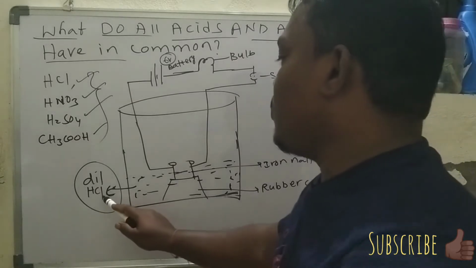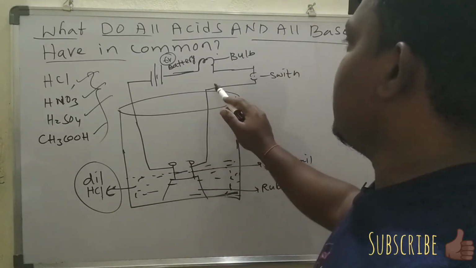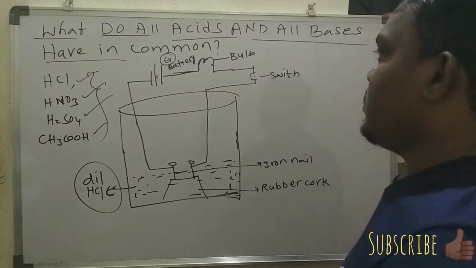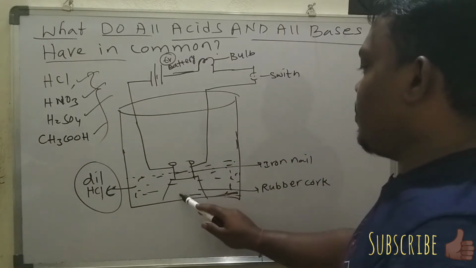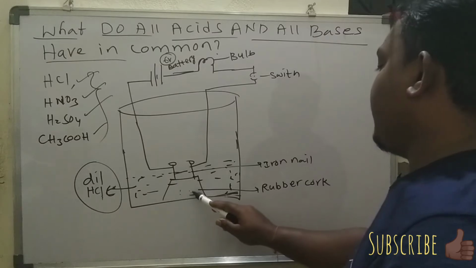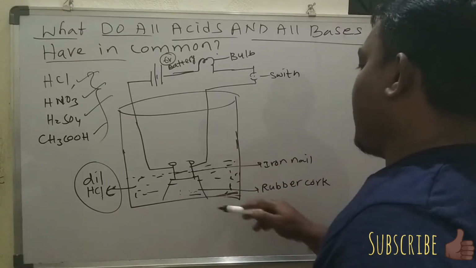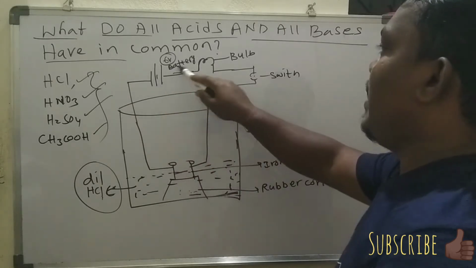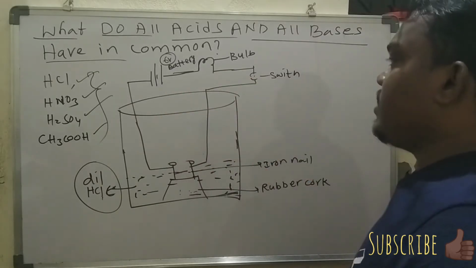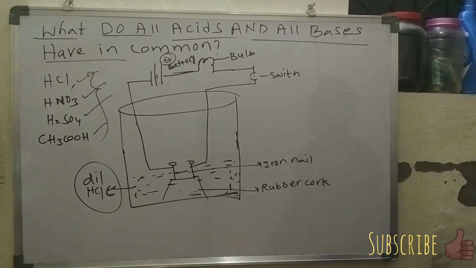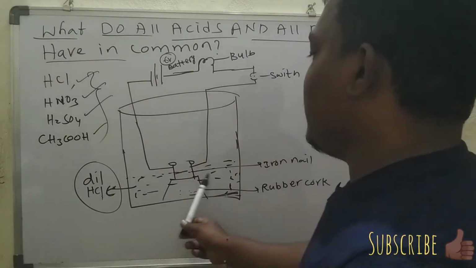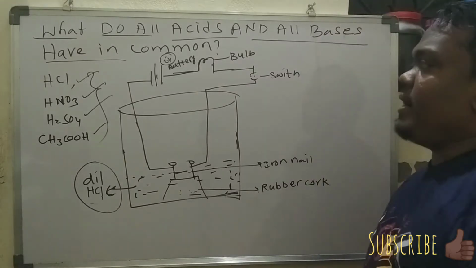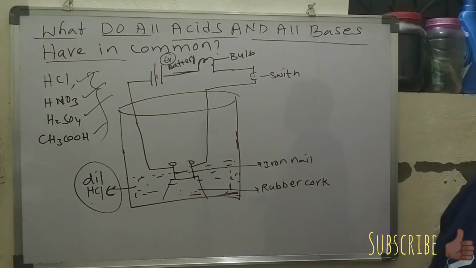Now I'm going to take HCl here. I'm going to arrange the setup for conduction of electricity. Here I put a rubber cork at the bottom of the beaker and two iron nails, and I connected the wires through a battery and a bulb. A switch is also here, and when I add this acidic solution, that means diluted HCl, what happened? The bulb will glow.